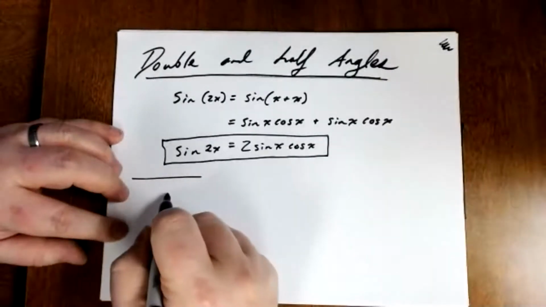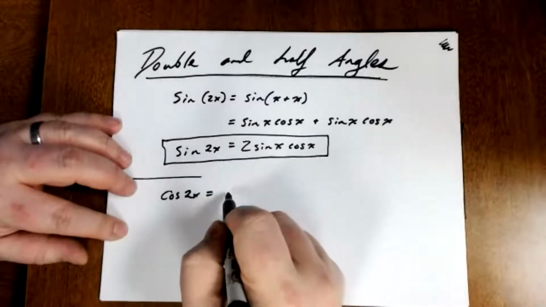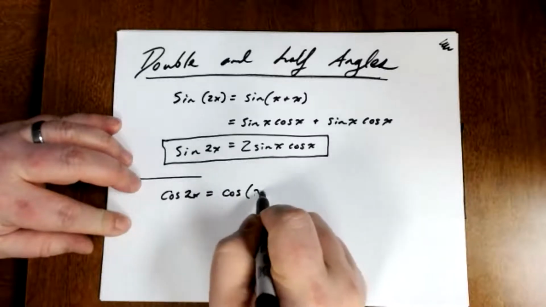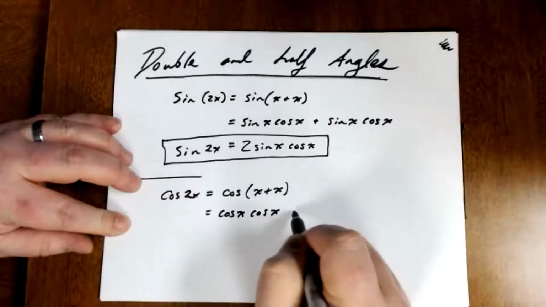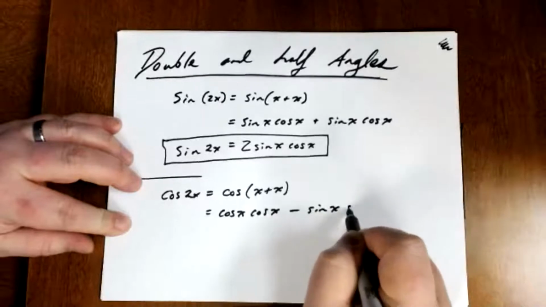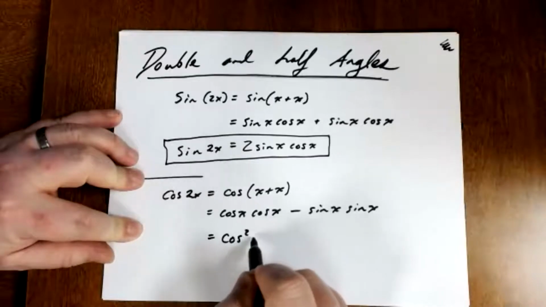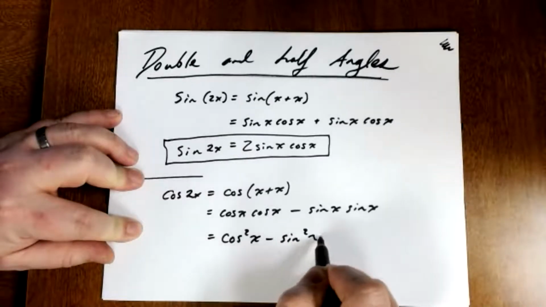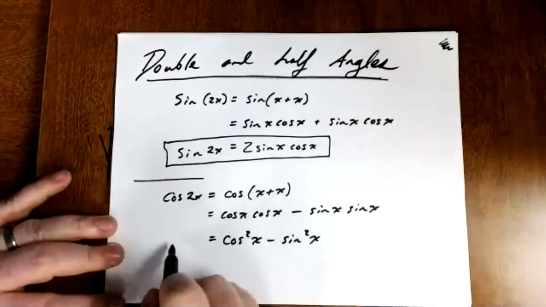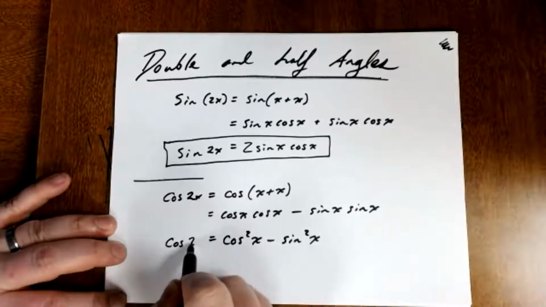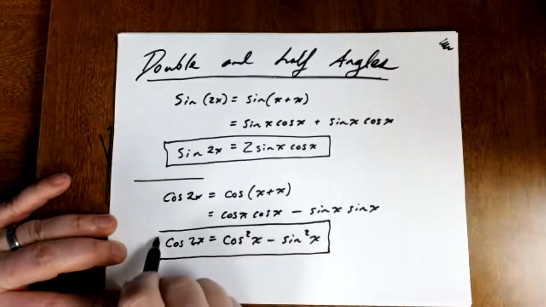Cosine's a different story. Cosine of 2x, you go through the same process, but now it's cosine of x plus x. Cosine cosine, sine sine. And so we get this formula. Now, this one is a lot cooler because it's got sine squareds and cosine squareds in it.